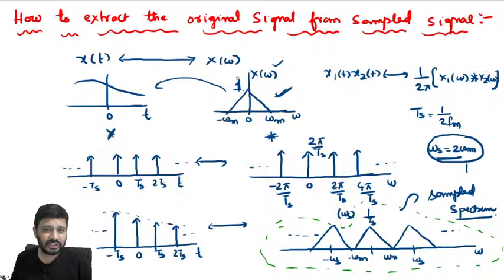Means after reconstruction also I must get this one, no. But during sampling what happened? See, our periodical spectrum got multiplied by 1 by Ts. So I must cancel that 1 by Ts.